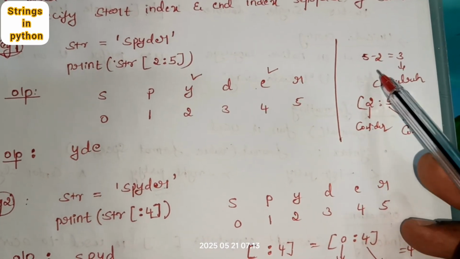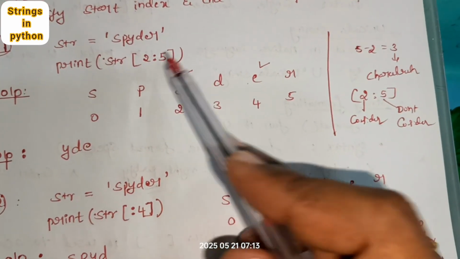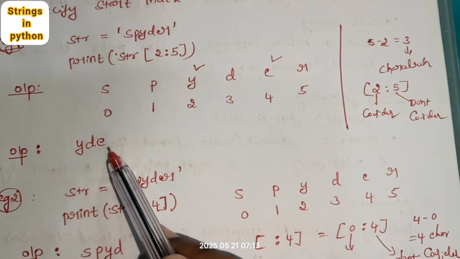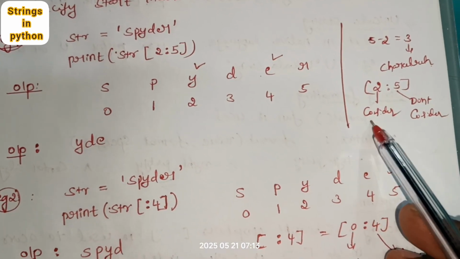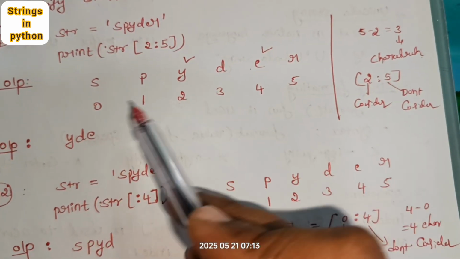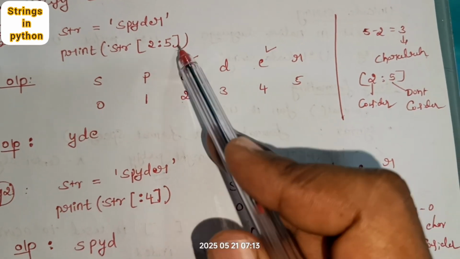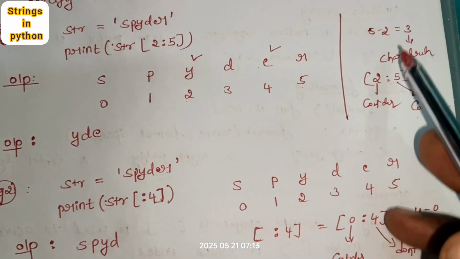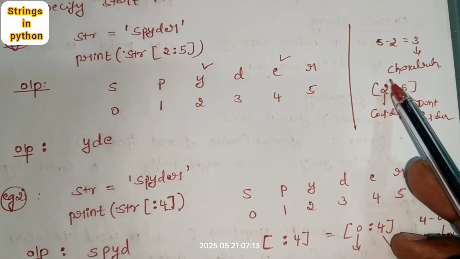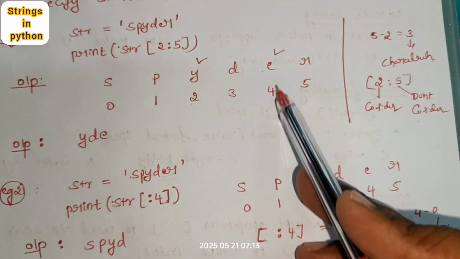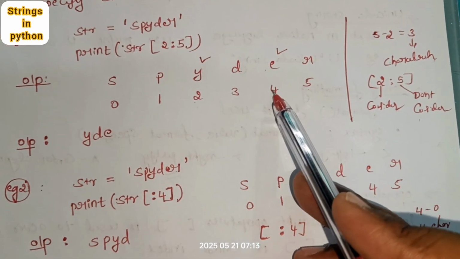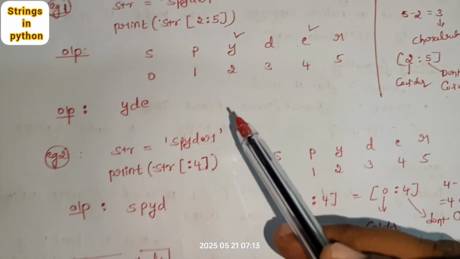How can we work this out? This is 5 and 2, 5 minus 2 is 3. So in the output we will get 3 characters. We should consider the second index, that is y, and not consider the fifth index, so that you get 3 characters starting from the second index to the fourth index: 2, 3, 4, total 3 characters.